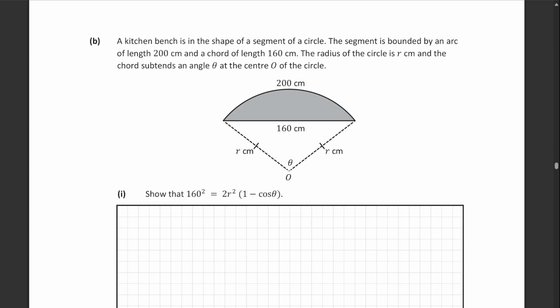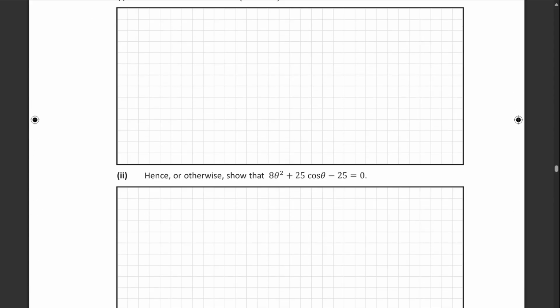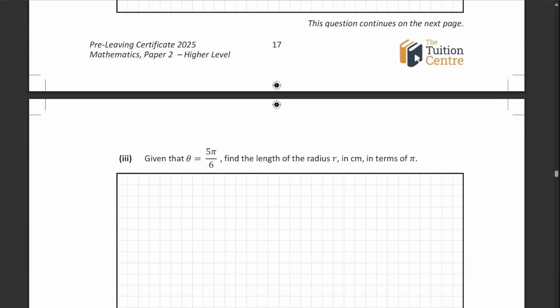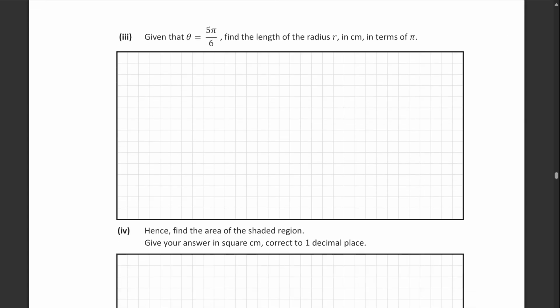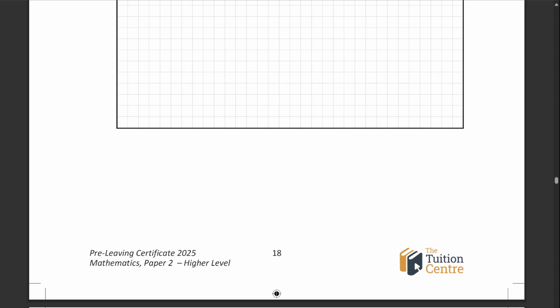Okay. They seem to have learned from their paper 1, and they've eased people in with paper 2. Okay, fine. Hence, otherwise show that that is true. Okay, maybe not. Maybe I take that back. Given that theta is 5 pi over 6, find the length of r. Yeah, that's okay. You're solving an equation there. Hence, find the area of the shaded region. Okay.